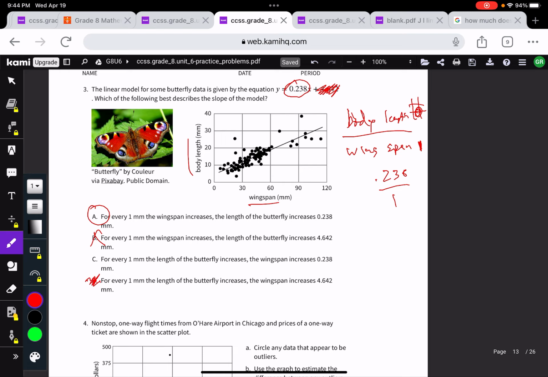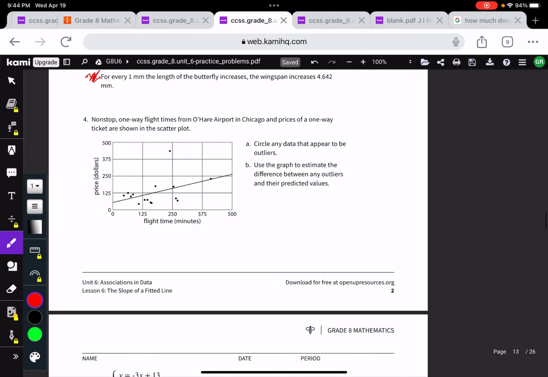And then number 4, I think you can do. Nonstop one-way flights from O'Hare in Chicago, and prices of a one-way ticket are shown in the scatter plot. Circle the outliers and use the graph to estimate the difference between any outliers.